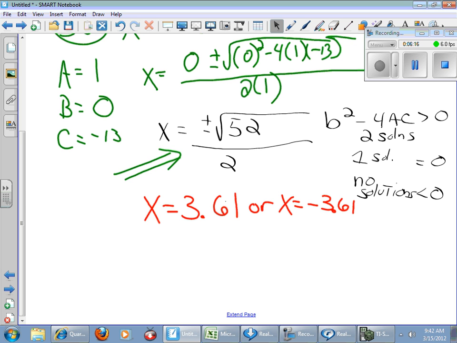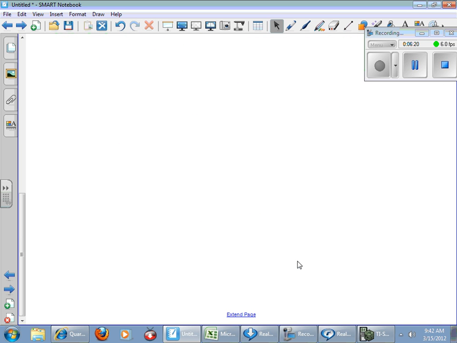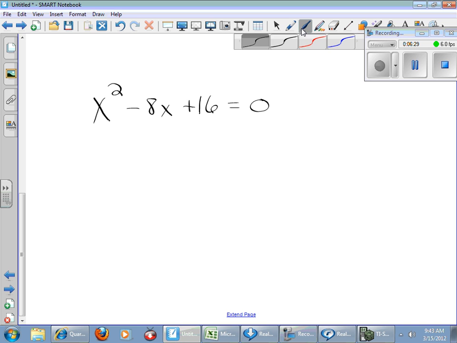I can't seem to get my page to change or extend. Hold on one second. There we go. Let's try this problem. Now, I know a lot of you are saying, oh, Mr. Lawrence, I could factor that one and solve it. Absolutely. That would factor as a perfect square trinomial. But we're going to use the quadratic formula on it.